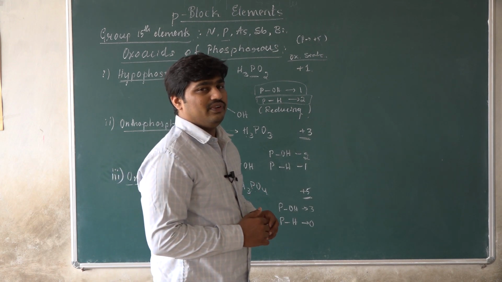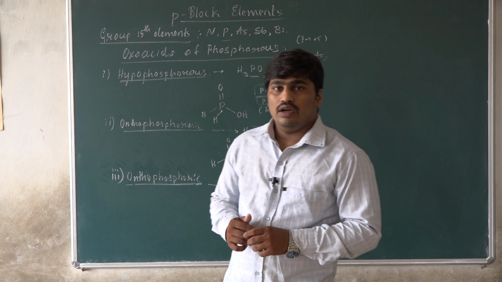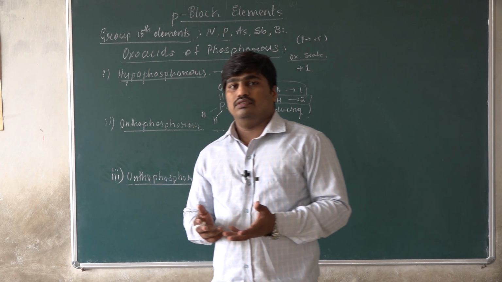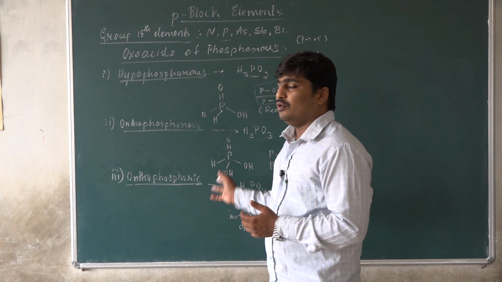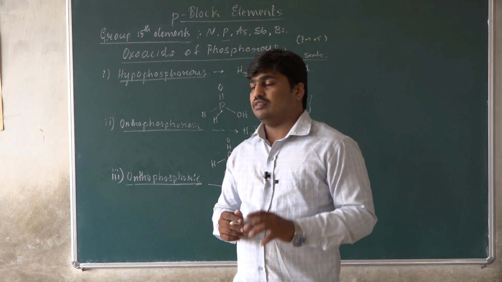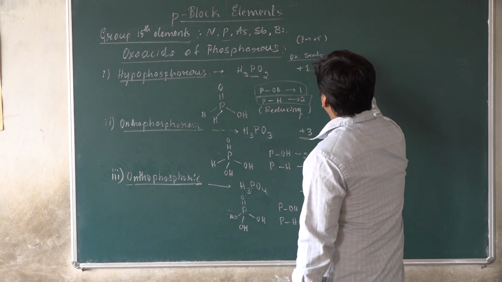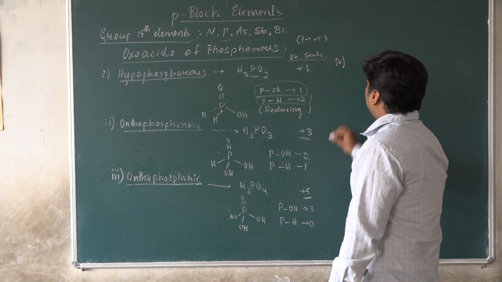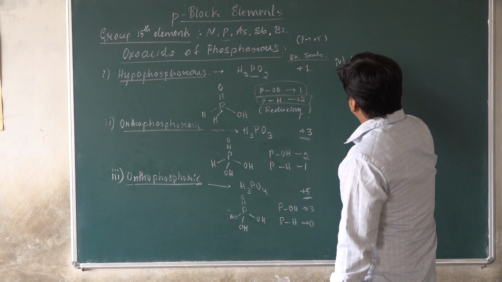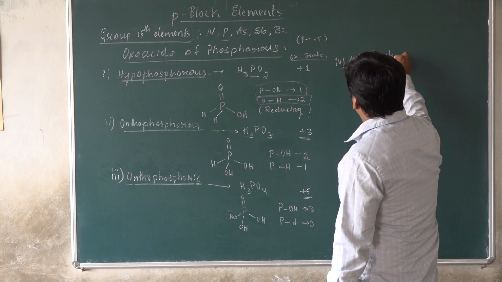So these three are the very important oxo acids of phosphorus. Except these three, there are three other oxo acids of phosphorus. Let us discuss the fourth one: metaphosphoric acid.